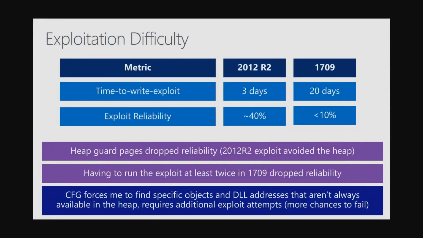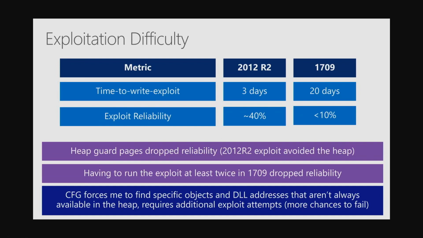Now let's talk about what we've learned from this, right? Because I said that I wanted to show you how impactful some of these bug reports can be. One of the things we learned is that writing exploits against the latest version of Windows is a lot harder, and also in this case it was a lot less reliable. It took me about 3 days to get the exploit working for Server 2012 R2, and it took me upwards of 20 days to get it working on 1709, which was the latest version of Windows at the time.